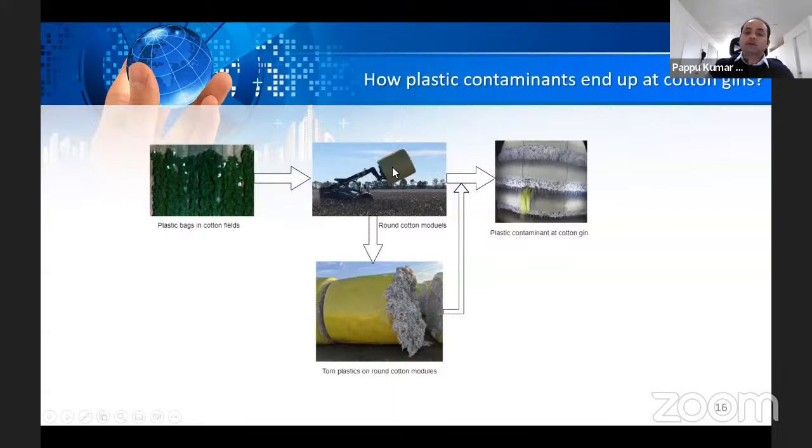And some of them come from the yellow covering they also use in the round cotton modules when the cotton is harvested. These plastic covers get torn and trapped, and they can also end up in cotton gins.